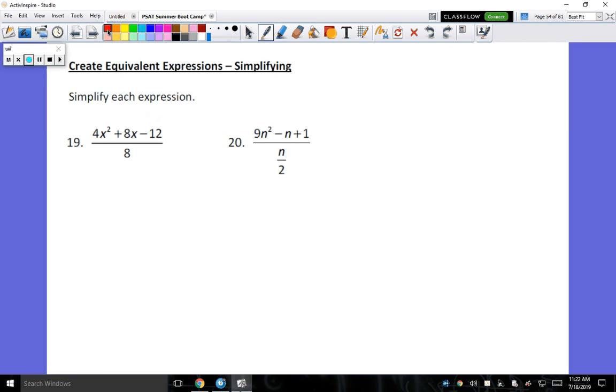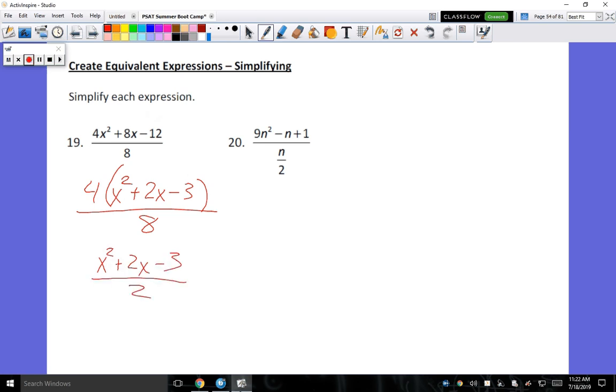What could we do? Oh, I see what you're saying. Nice. I wasn't thinking that, but that is definitely something we should think about. You see what he did, guys? Okay. And it's 1/2. So then it would become x squared plus 2x minus 3 over 2. And you could say this is simplified for sure. That's factored. No, this is an acceptable answer.